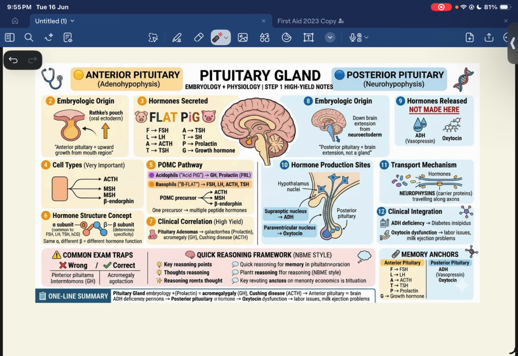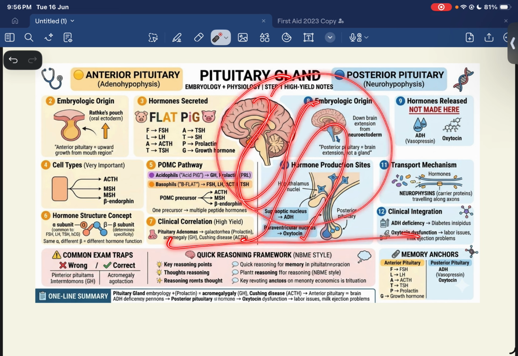So the anterior pituitary gland is basically derived from the oral ectoderm, which is also called the Rathke's pouch. The direction of its growth is going to be upward. Then you have the embryological origin for the posterior pituitary gland, which is the neuroectoderm, and the direction of its growth is going to be downward. So it's going to look like this: the upward growth from the oral ectoderm, and the downward growth of the neuroectoderm makes up the pituitary gland.